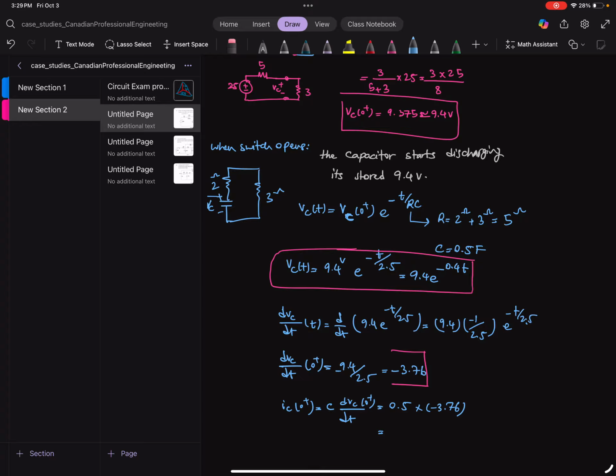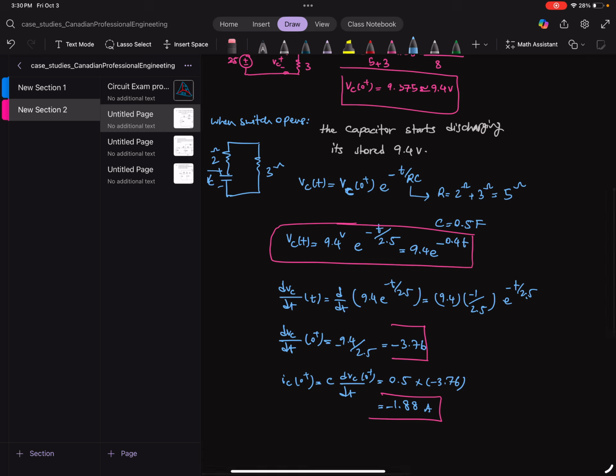Again, this is direction, right? The minus only implies the direction. You can remove it, but that is going to be 1.88 or something like that, in amps. So that's another one we solved. Then we go to VC infinity.